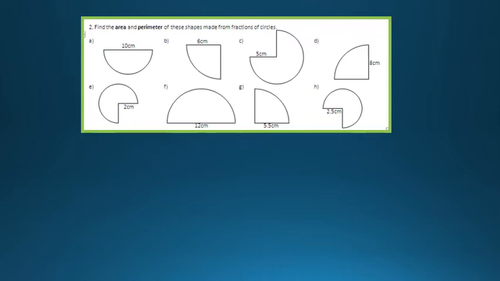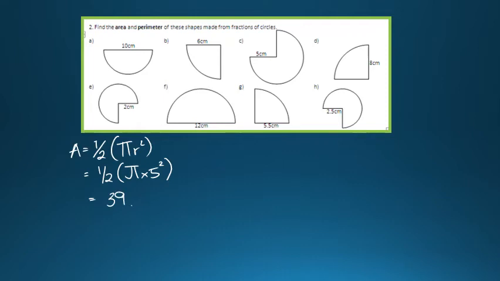So if you have a look at maybe the first two we'll have a look at, you can see that we have half a circle. So for our area, it's just going to be half the formula for the area of the circle. Okay, so that's half of pi. You can see the diameter there is 10, so the whole way across is 10, so the radius is going to be 5. Okay, so you can just pop that into your calculator, and that will work out to be 39.27 centimeters squared.